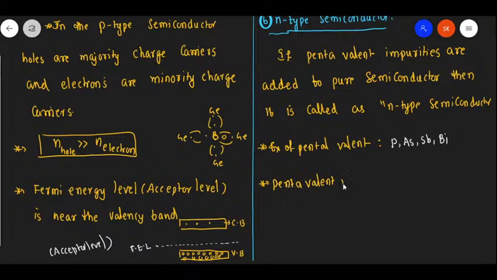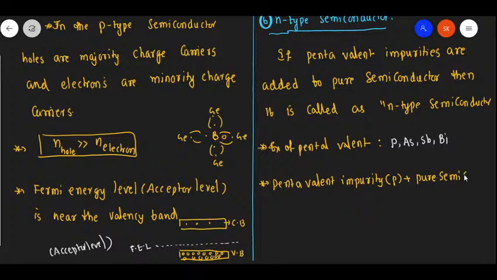Pentavalent impurities. What are the pentavalent impurities? Phosphorus is one example I will take. It is added to what? Pure semiconductor. Pure means intrinsic, right? Intrinsic semiconductor, pure semiconductor.